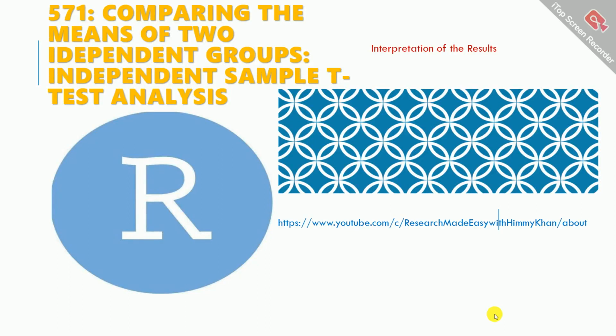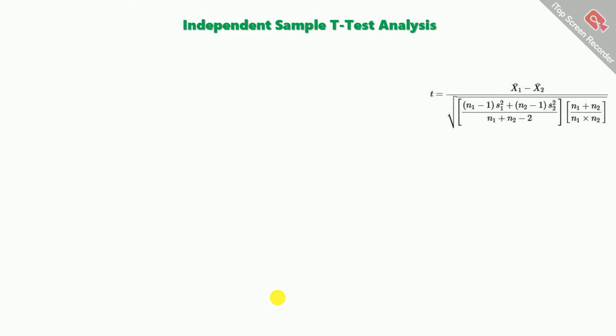Dear students, colleagues and followers, in video number 570 I used one sample t-test to compare the sample mean and the population mean. Sometimes we need to compare means of two independent groups, and the formula used for comparing the means of two independent groups is known as independent sample t-test.